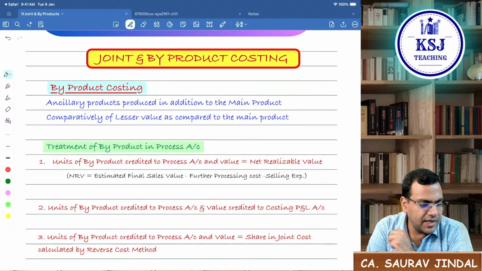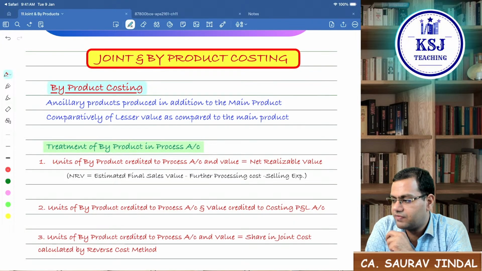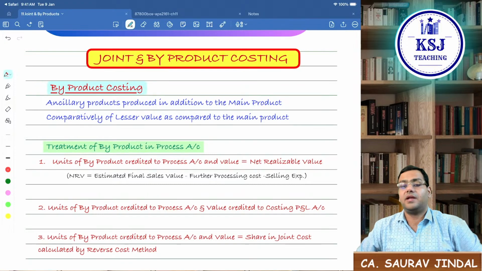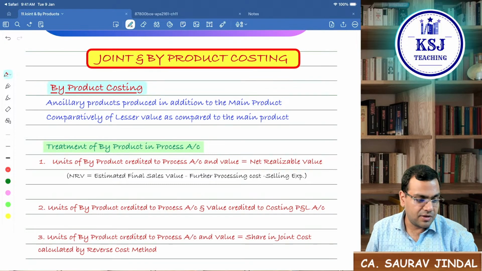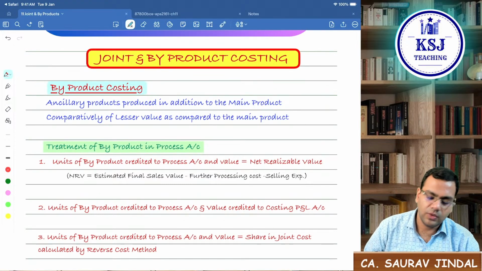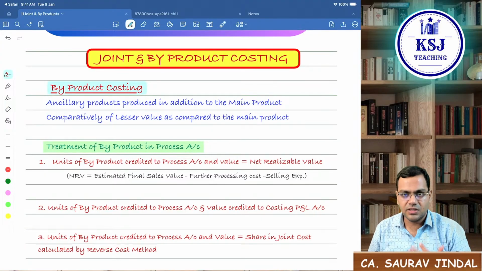So today we'll be taking up this chapter of joint and byproduct. First we'll try to understand what we are trying to study in this chapter. What is the purpose of this chapter? We'll quickly do that. Then we have certain methods that we have to discuss, right?